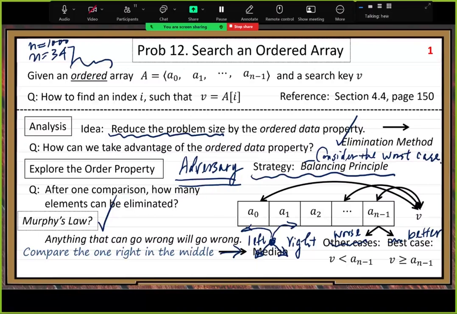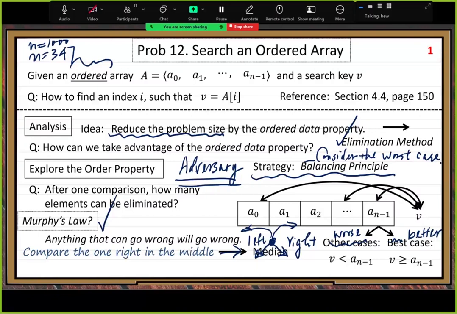Then you will get the best solution. If you split the data evenly, then you will get the best solution. That's the balancing principle. So when you have the chance to make your decisions, distributing the data, the evenly distributed data usually corresponds to the best performance.